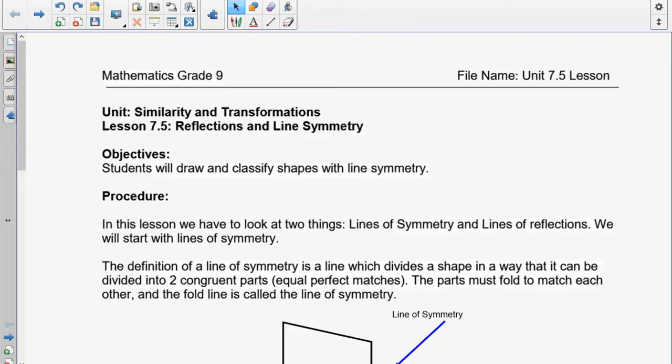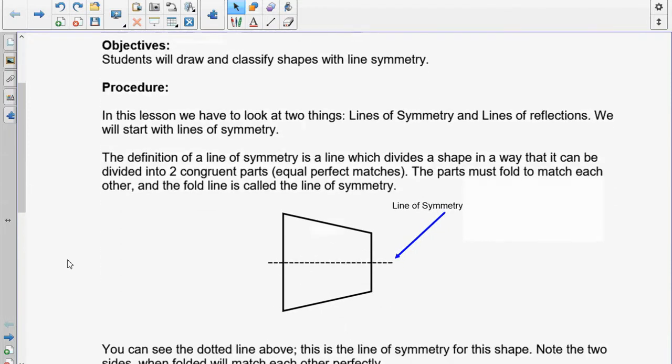Welcome, grade 9s. Today we're going to look at unit 7.5, the lesson on reflections and line symmetry. What we want you to do today is draw and classify shapes with what's called line symmetry. Now, we did this back in grade 4, so I don't expect you to remember it, so let's go over it just a little bit so you can get a refresher on it.